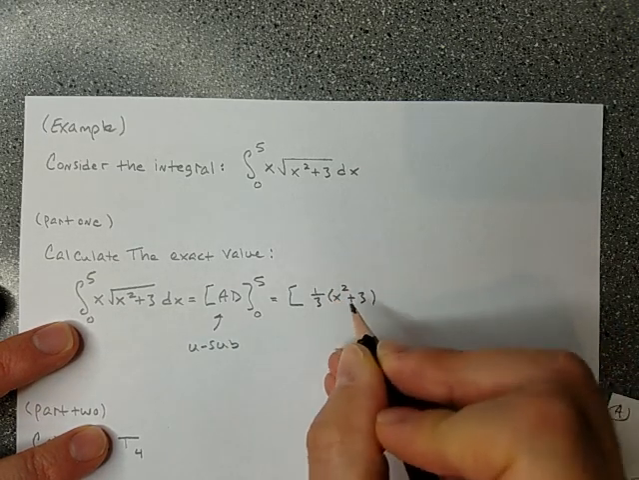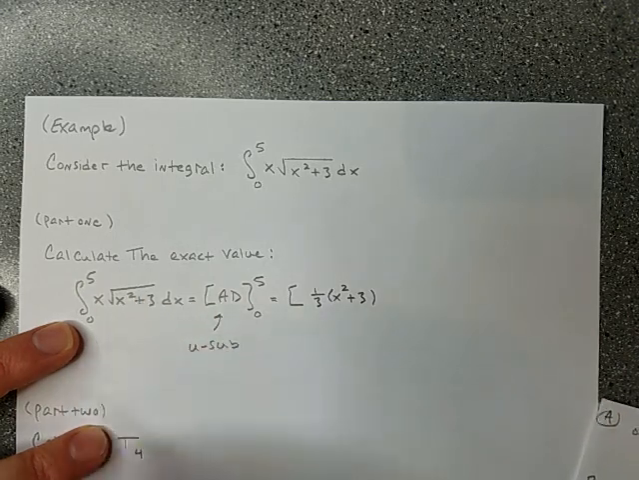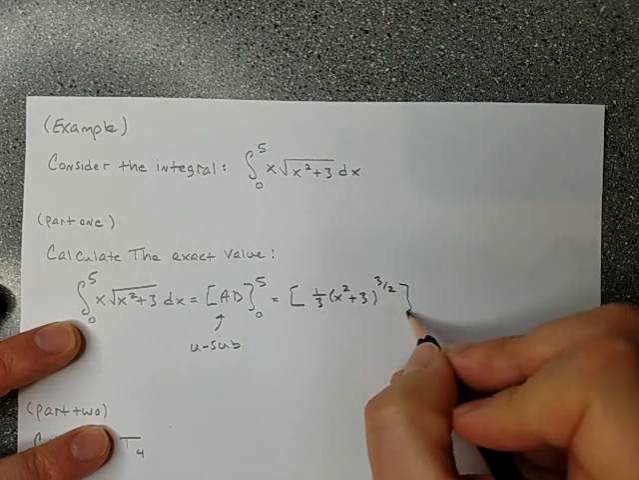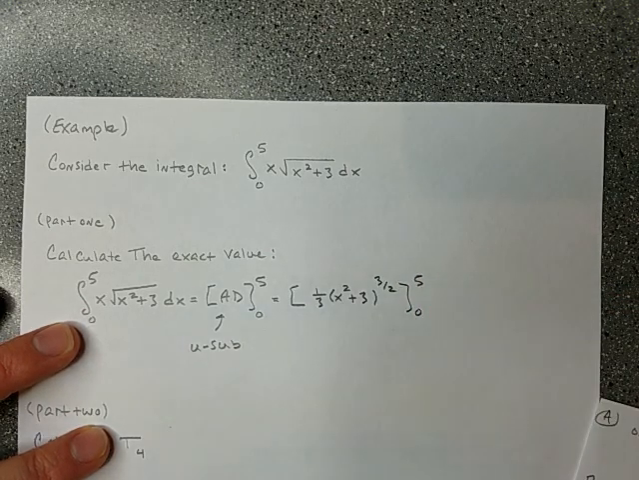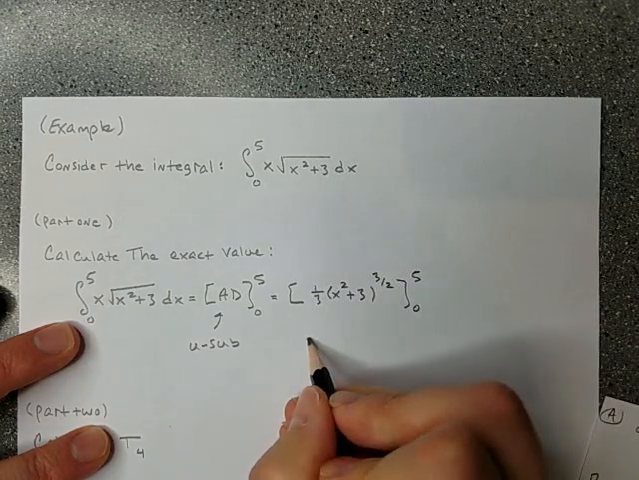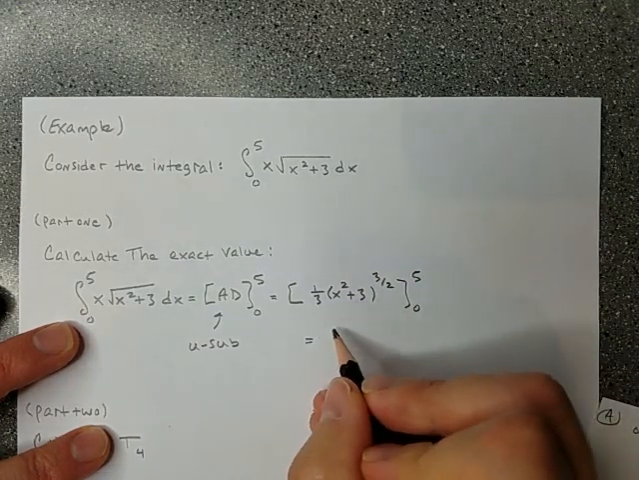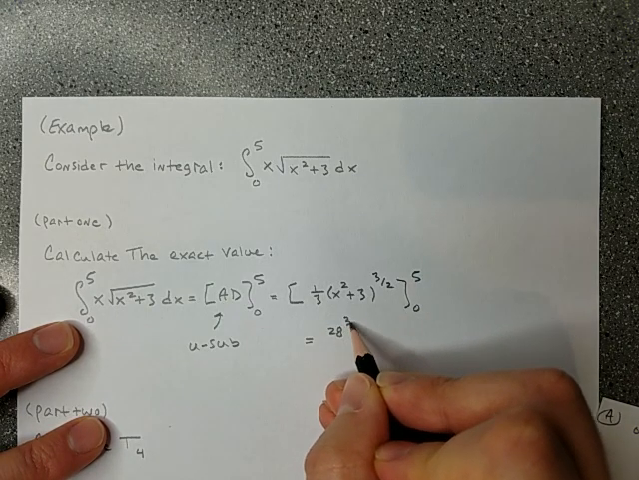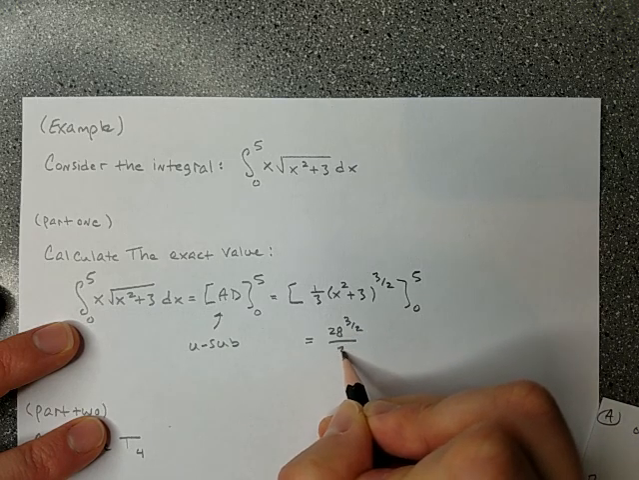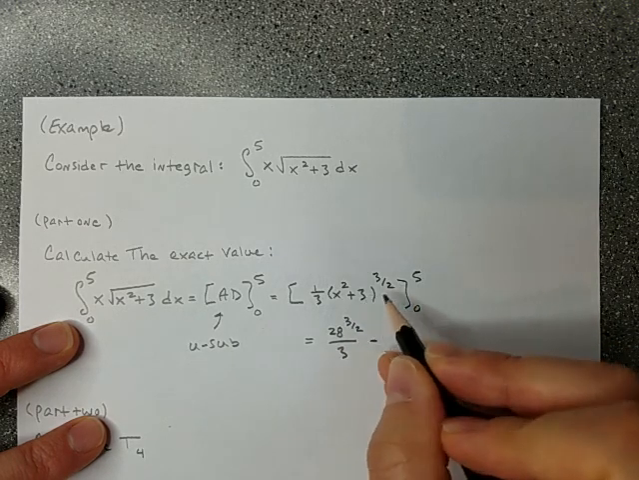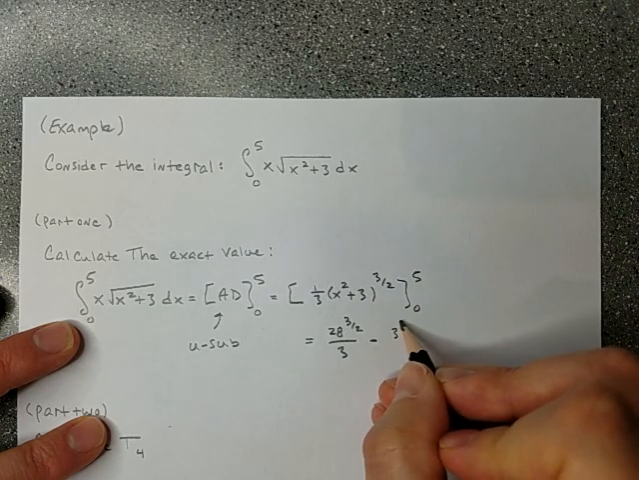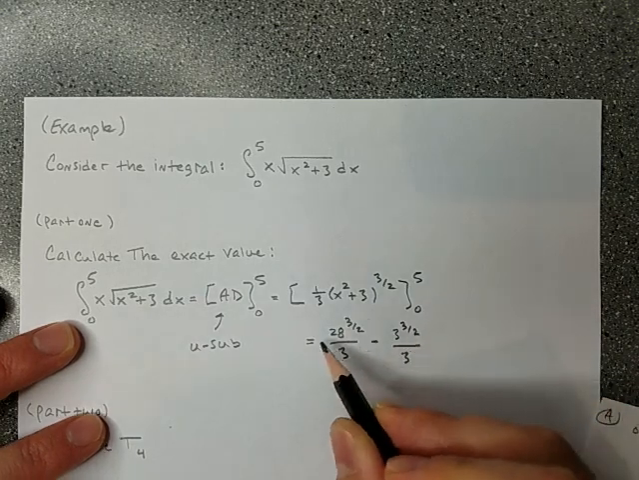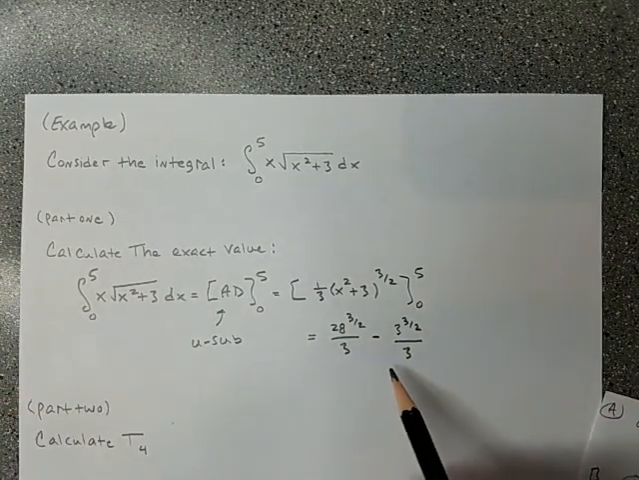So let's see, we'll get 1/3 x squared plus 3. That power's a half, so we'll get 3/2 here for the power. And then we'll have from 0 to 5. And then with the 5, this is not going to be a nice number, I can say, but 28 to the 3/2 power over 3 minus, and then with 0, we'll get 3 to the 3/2 power over 3. And so there's your exact value, all right? Like no rounding, it's perfect.